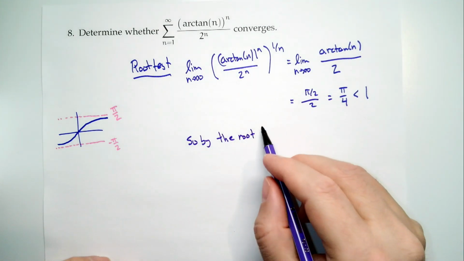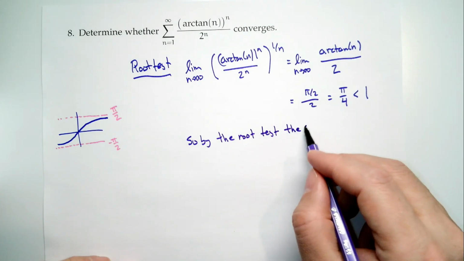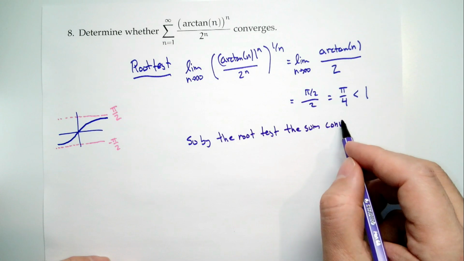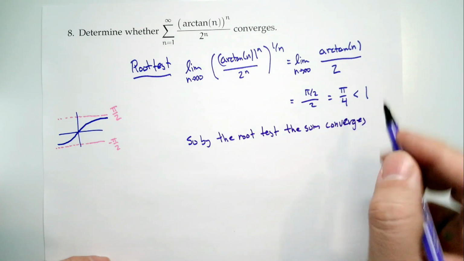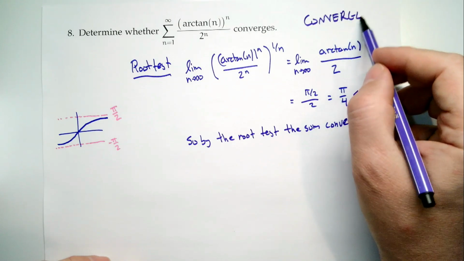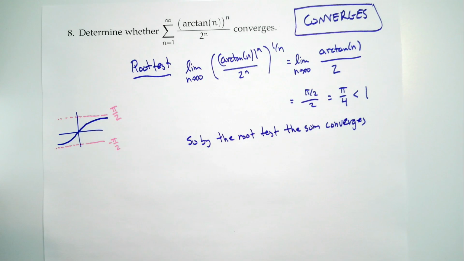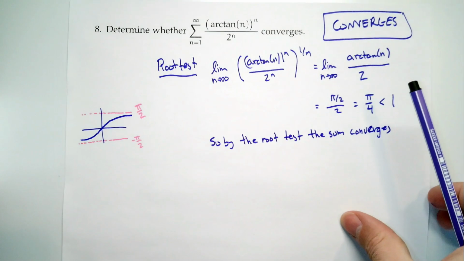Okay, good. All right, so by the root test, because we took the limit of a sub n to the 1 over n, and we found that it was below 1, we can say that the sum converges. All right, good. Converges. And there we go. All right. Now we're getting close. We're in our home stretch.